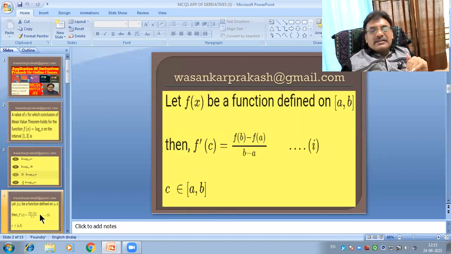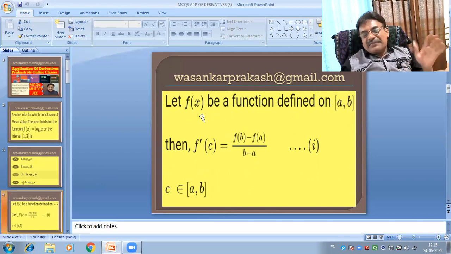First, for better understanding, we write the mean value theorem. Let f of x be a function defined on closed interval AB. Then f dash of c equals f of b minus f of a upon b minus a. This is equation number 1, and c belongs to the closed interval AB. In this problem we find the value of c.